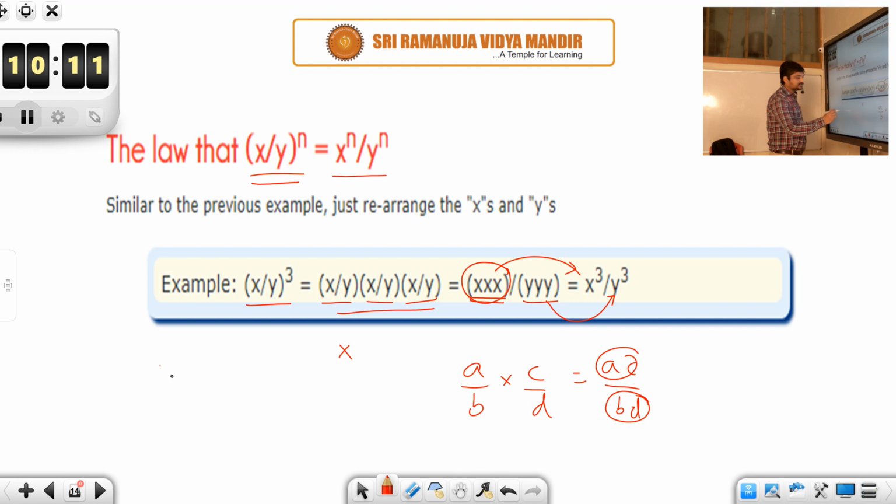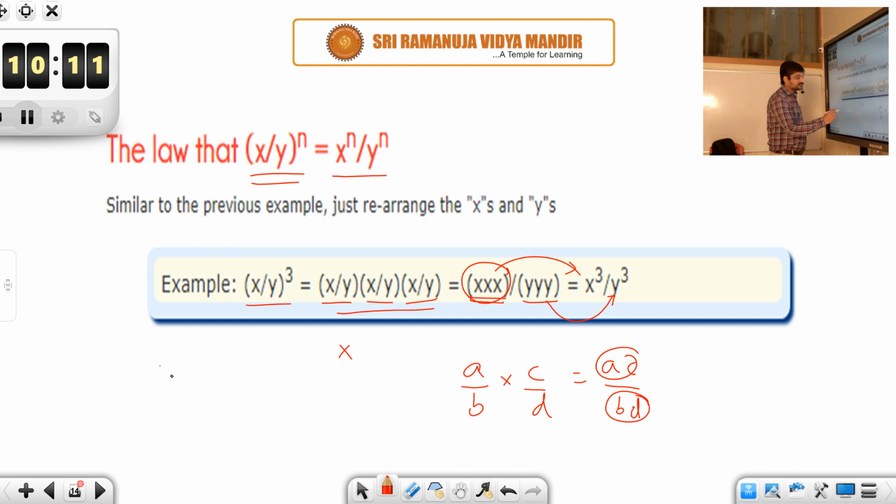Now, this is the most important law. X power m by n is equal to nth root of x power m, or nth root of x whole power m. So first of all, let's discuss this in a more simple way.